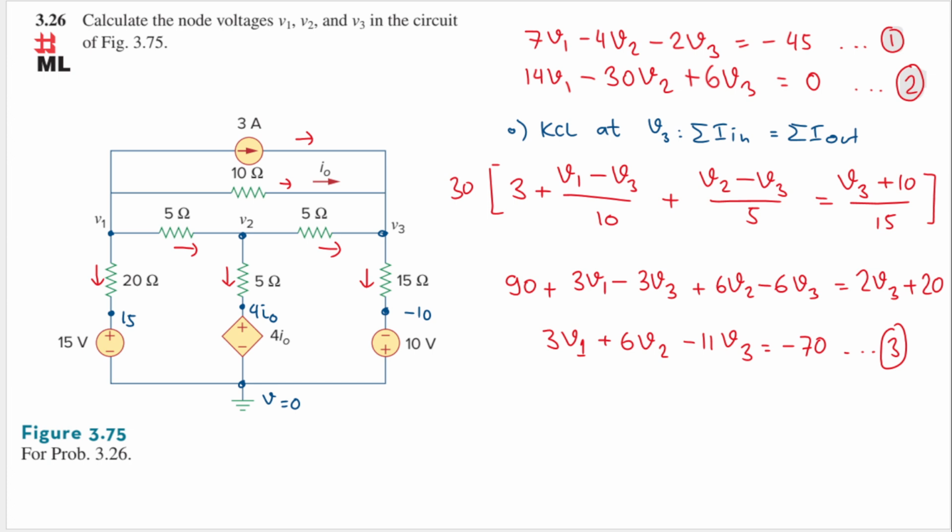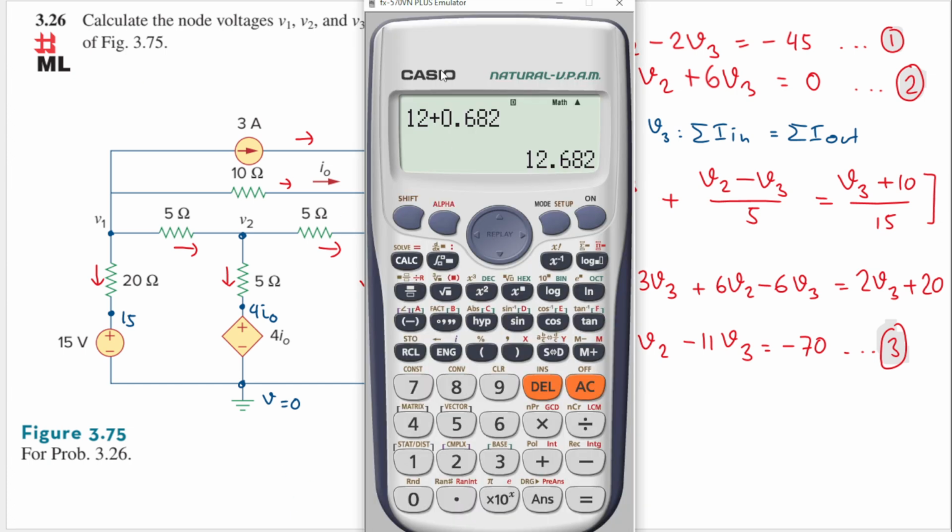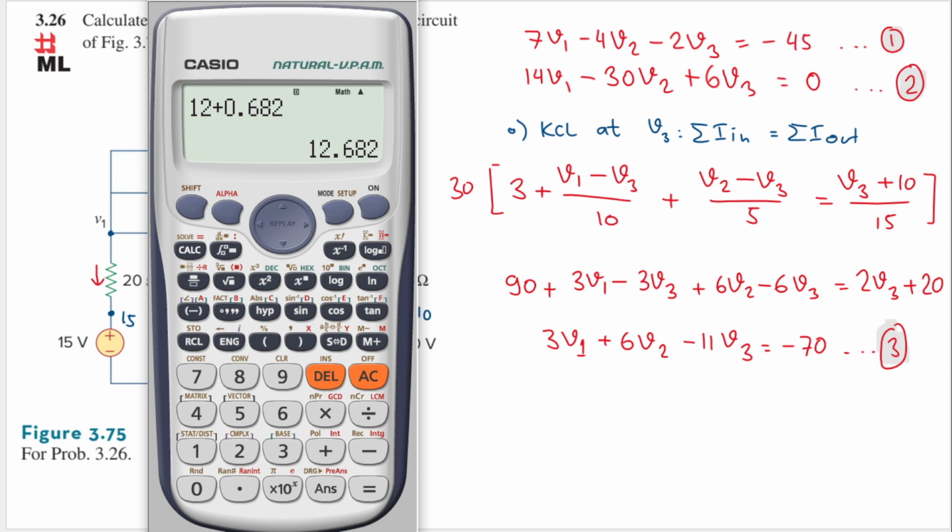And now we have three equations with three variables. I think this will be the job of our calculator. So let's do exactly that. Let's use our calculator as equation solver, which is number 5. Three variables is number 2, and let's plug in the coefficients. So I'll have 7, minus 4, and then minus 2, and then minus 45.